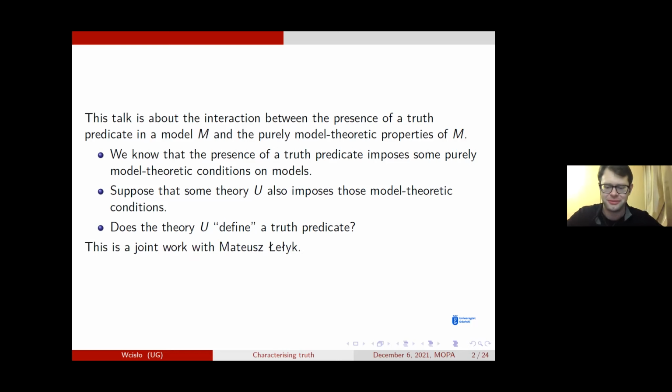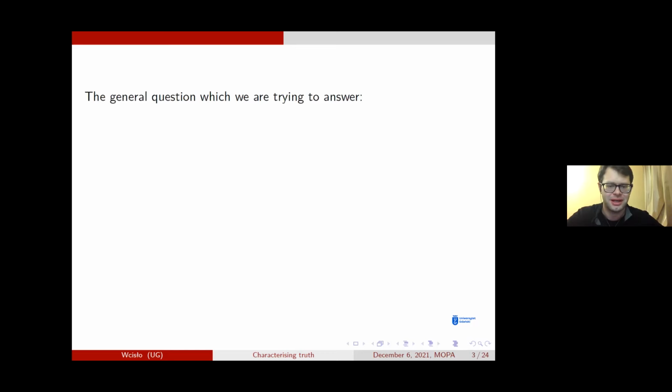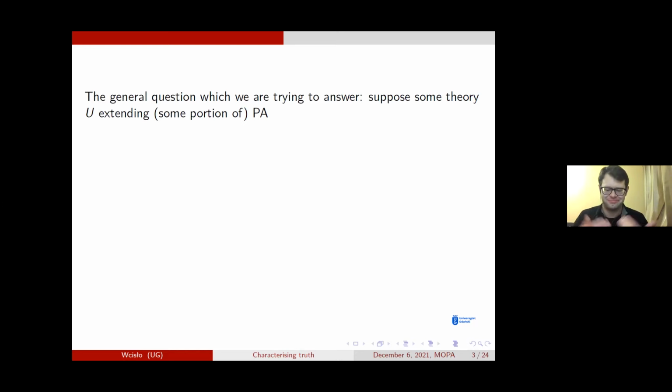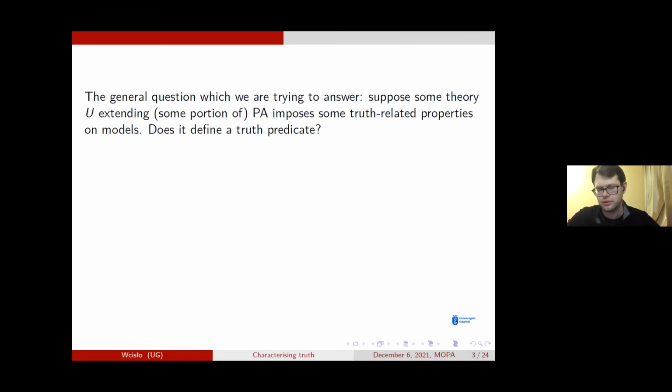As you can guess, of course, it's joint work with Mateusz, probably very unsurprisingly. So once more, the general question. I'm essentially repeating the previous slide because this is the driving motivation for the whole talk. To make it more precise, suppose we have a theory U that extends some portion of PA, some fragment of PA. It imposes some truth-related properties, properties that usually come with a truth predicate. Then does that theory U define a truth predicate?